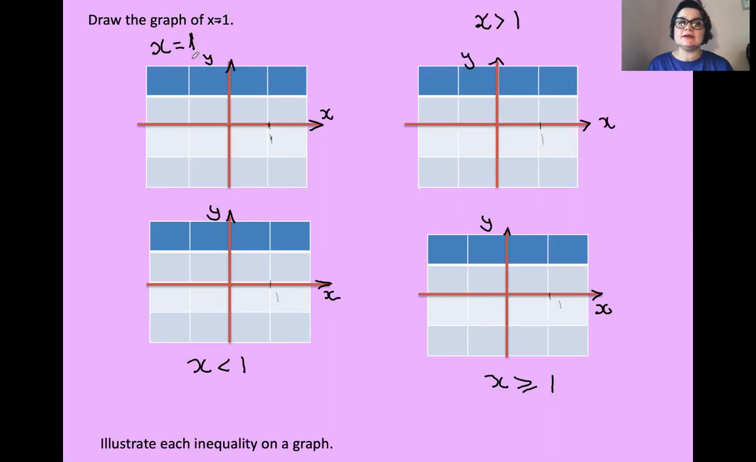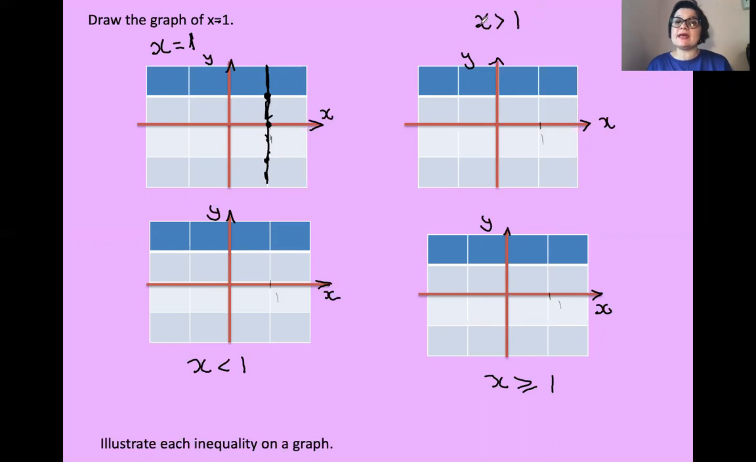So x equals 1. Plot the point x equals 1 and draw a solid line, because it's equals to 1. All the points on this line have x equals 1. The x of this point here is 1, the x of this point here is 1. So wherever on the line you pick a point, the x of that point is going to be 1. All right, a straight line.